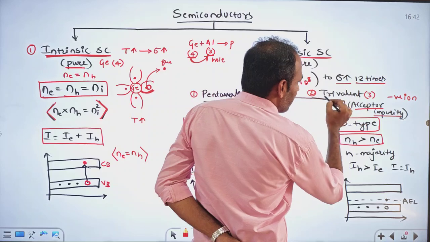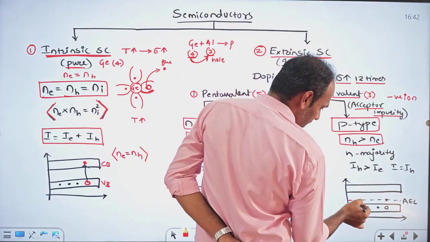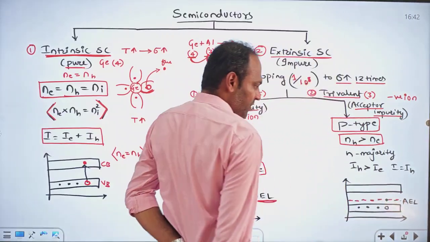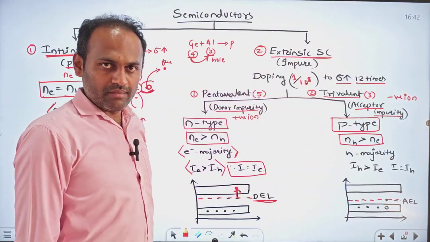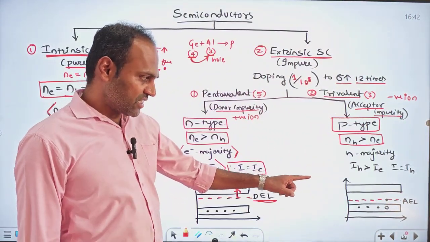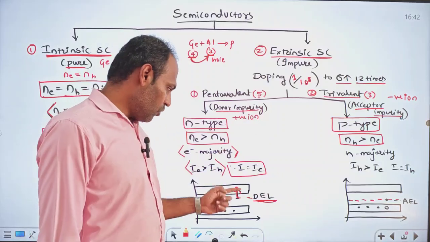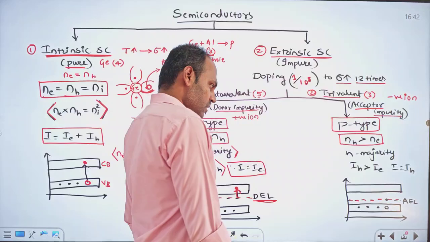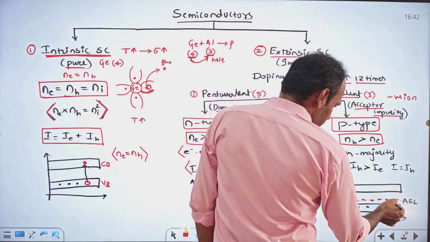The energy level of that hole will be just above the valence band and that is called the acceptor energy level. Acceptor energy level is just above the valence band. Donor energy level is just below the conduction band. Okay, so it will accept an electron from that valence band.